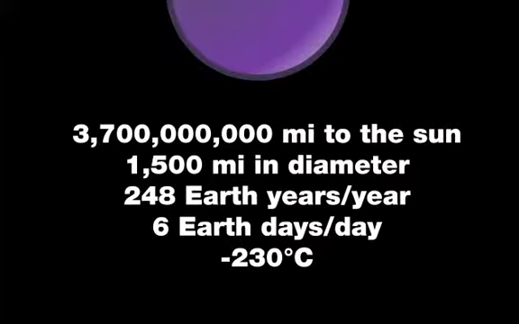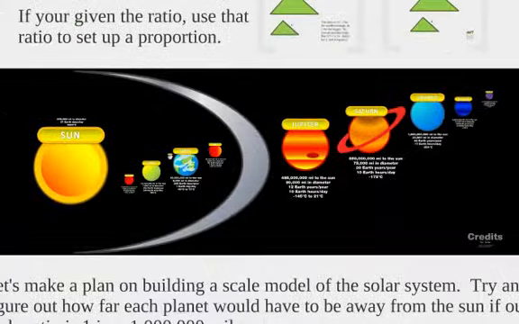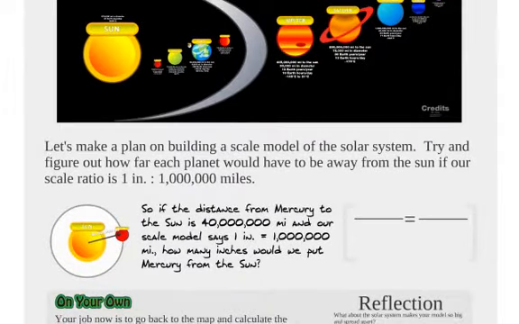Notice when we get past the asteroid belt, all the planets are pretty much double the distance from the previous planet. Pretty cool, huh? There's a formula in there. That's math as well. So there's our solar system. And what we're going to do now is talk about making a scale model of the solar system. We're going to try and figure out how far each planet would be if we made a scale ratio.